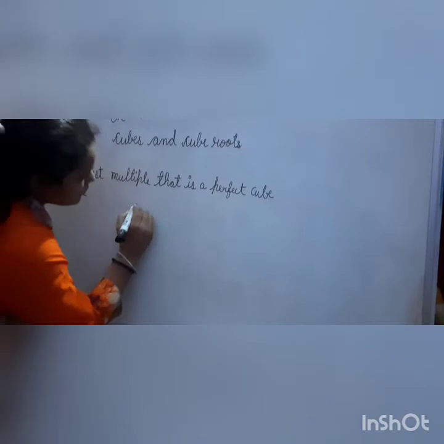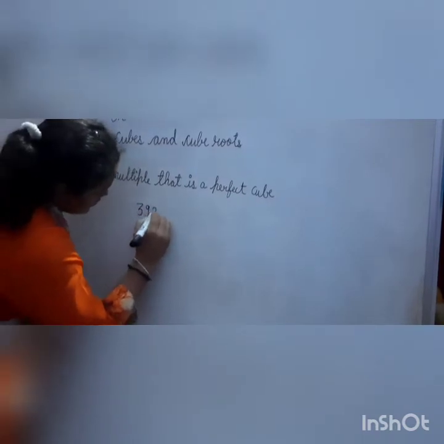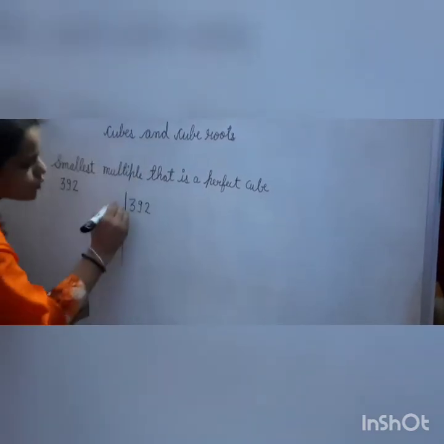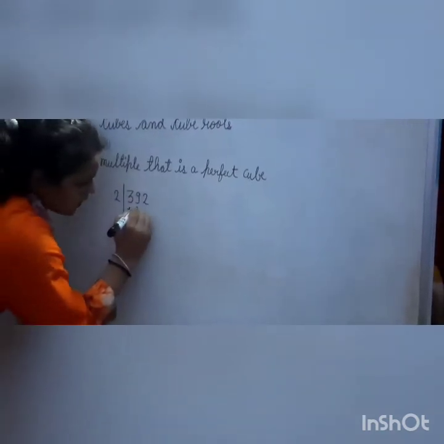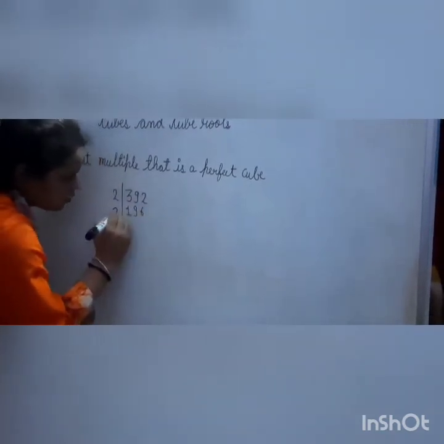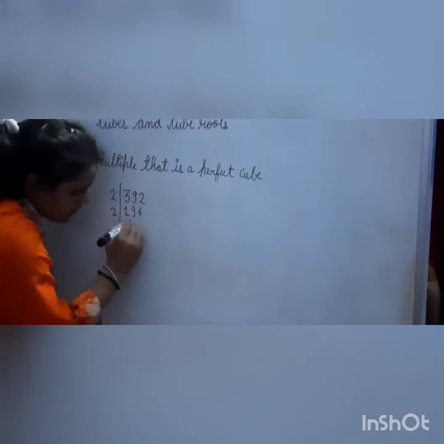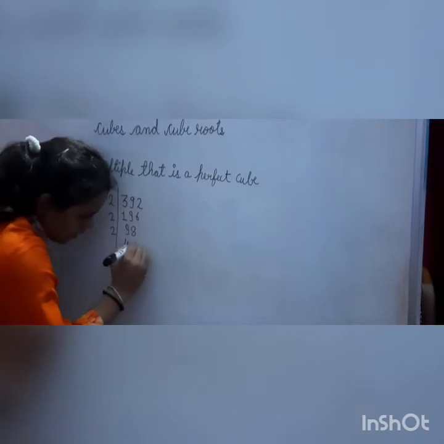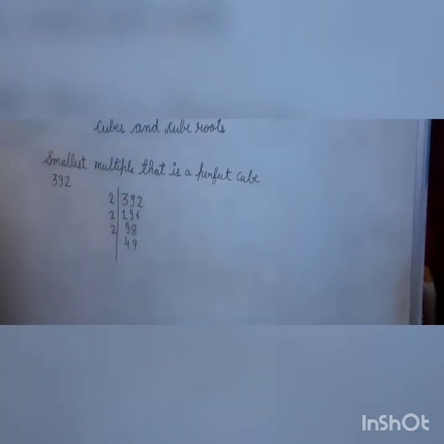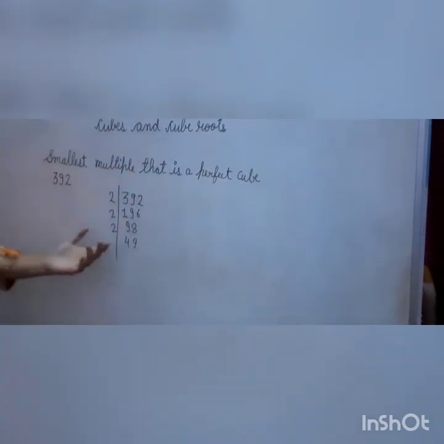You can do the prime factorization method. Okay, you have to divide it by 2. 1 ja 9 ja 6 ja, again 2 9 ja 8 ja, again 2 49, again you cannot divide it by 2.